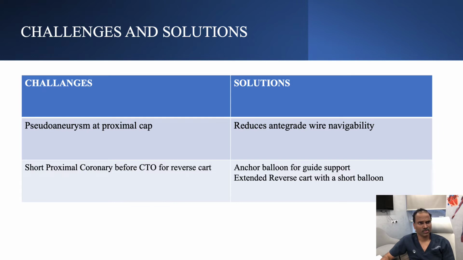So the pseudoaneurysm at the proximal cap is a major challenge, which in fact reduces your antegrade wire navigability, and also short proximal coronary before CTO, which makes your reverse CART more and more difficult, and also externalization quite difficult.